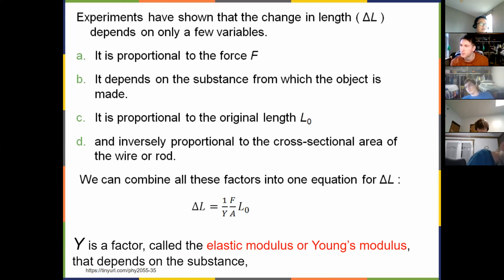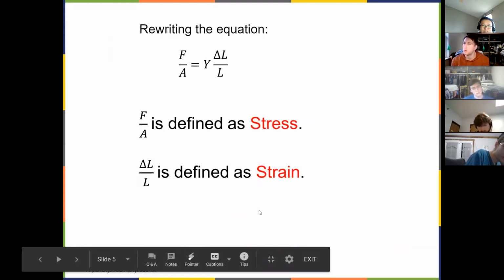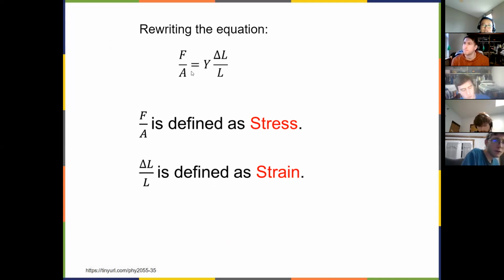Sometimes you can also determine the Young's modulus to determine what the material is if it's unknown. So delta L equals 1 over capital Y times F divided by A times L0. Basically, if you rearrange the equation, you put the force and the area on one side of the equation, and the rest on the other side.